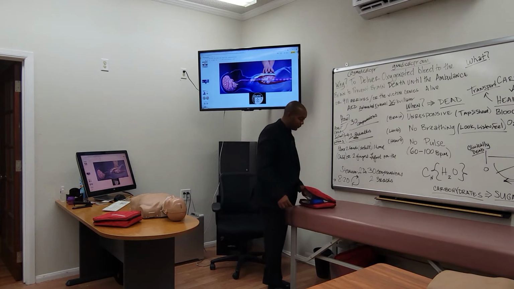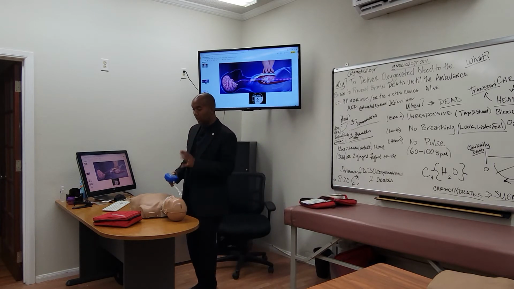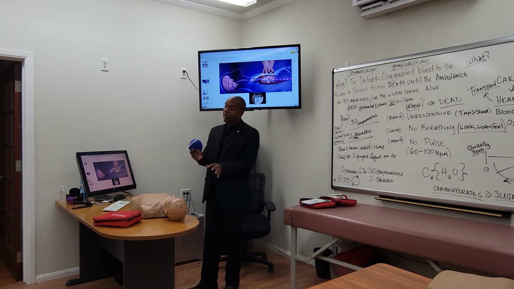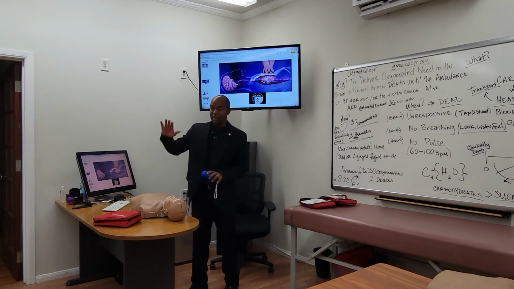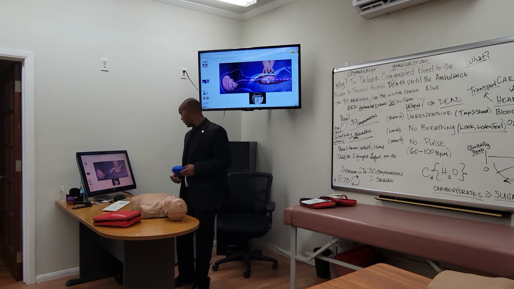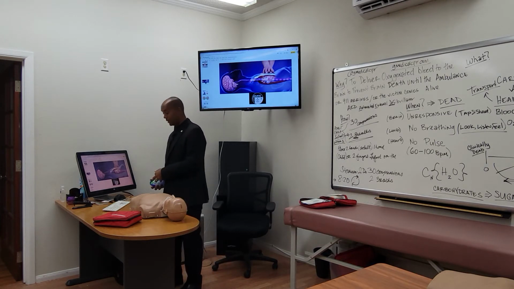Our main objective with the breaths is to blow into the mouth, create a seal by pinching off the nose or covering it with a mask, open the airway, and see chest rise. If we see chest rise, we know that the oxygen has gone into the lungs, okay?